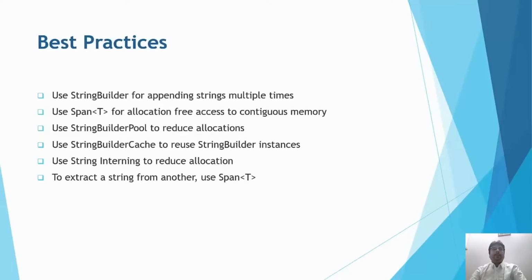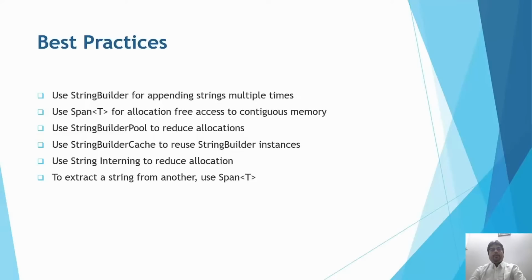Now we come to the best practices that can be followed for making best use of strings in .NET. So whereas the .NET, it applies both to .NET Framework and .NET Core, and of course the latest version of .NET, that is .NET 7. Use StringBuilder for appending strings multiple times. Use Span for allocation-free access to contiguous memory. Use StringBuilderPool to reduce allocations so that you don't need to create the StringBuilder instances multiple times. The same applies for StringBuilderCache as well. So you create a StringBuilder instance, store it in the cache, and then you go on using it.